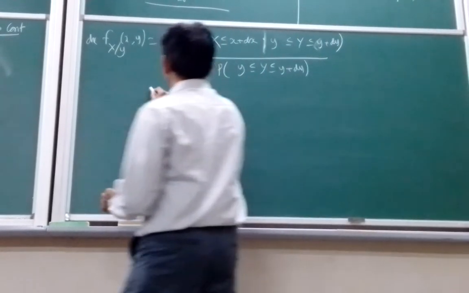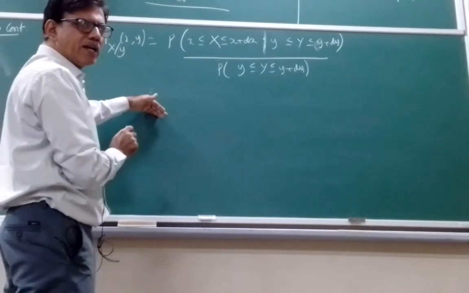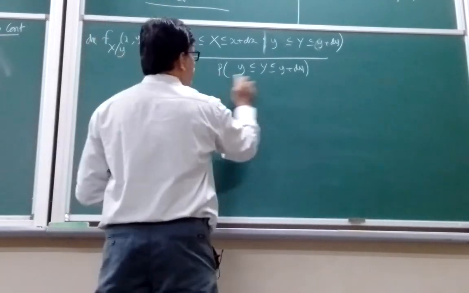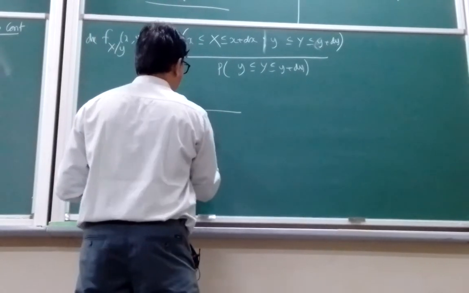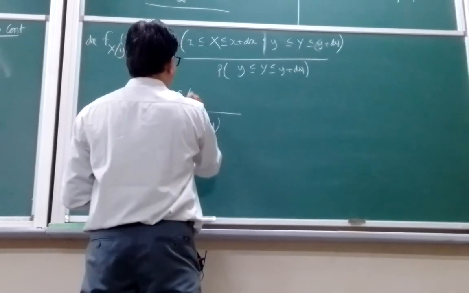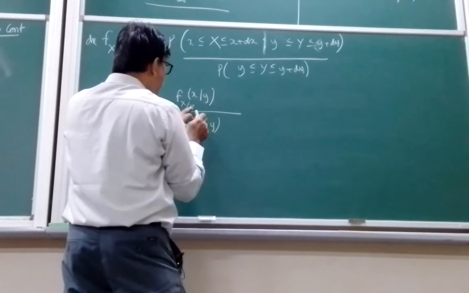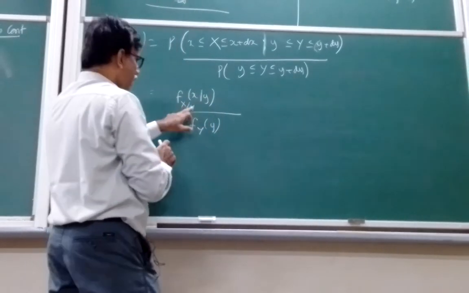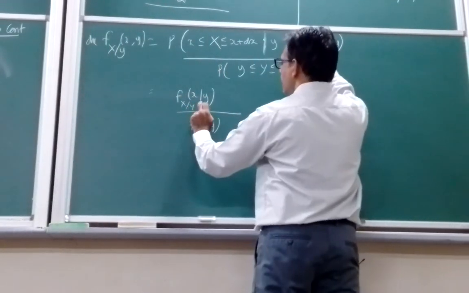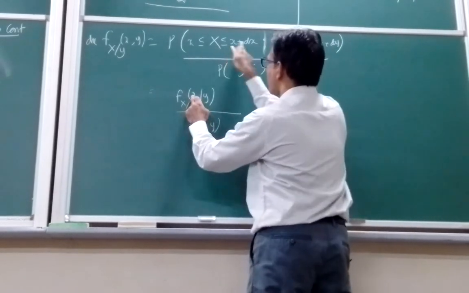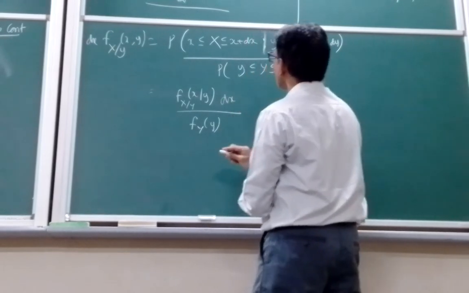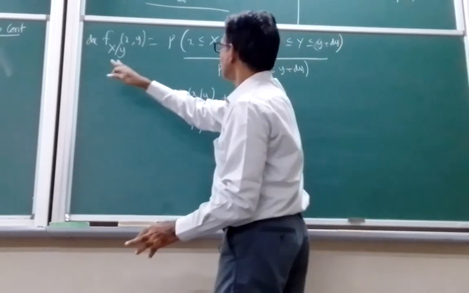So we will divide it by delta y on both the sides, and then we will take the limit delta y tends to 0. So here if I put this one, this becomes f_Y(y), and this becomes f_{X|Y}(x|y). That is, capital Y, the random variable, takes a value in the neighborhood of small y. With this being the condition, what is the probability that X will take a value in the neighborhood of small x, into dx? Okay, that is the interpretation.